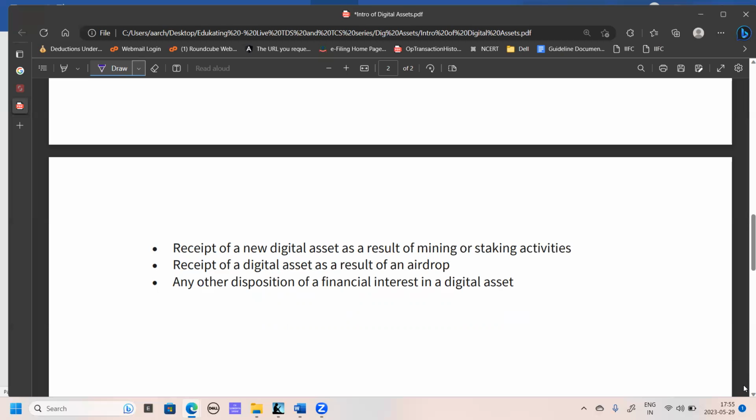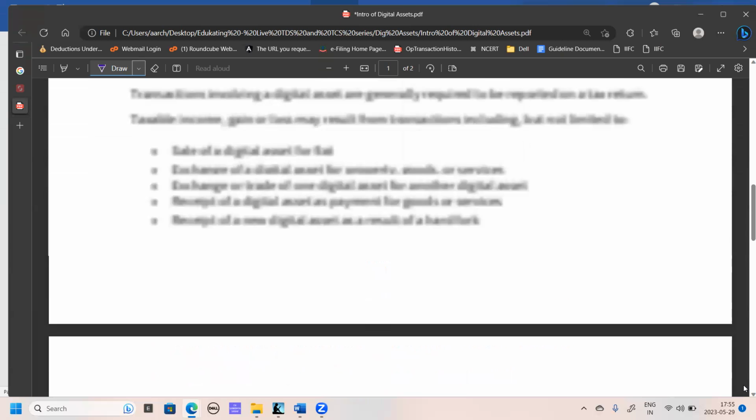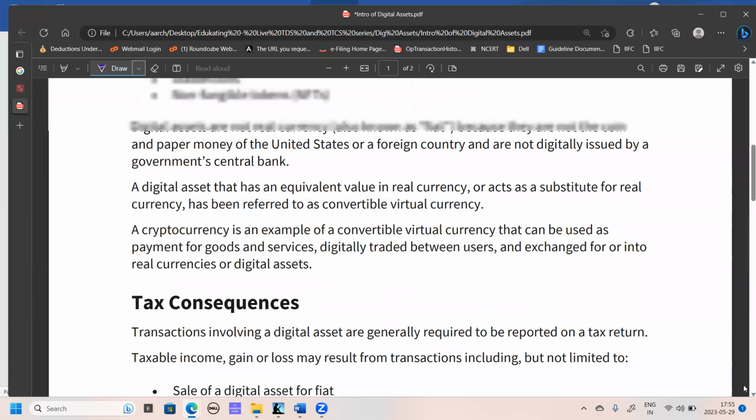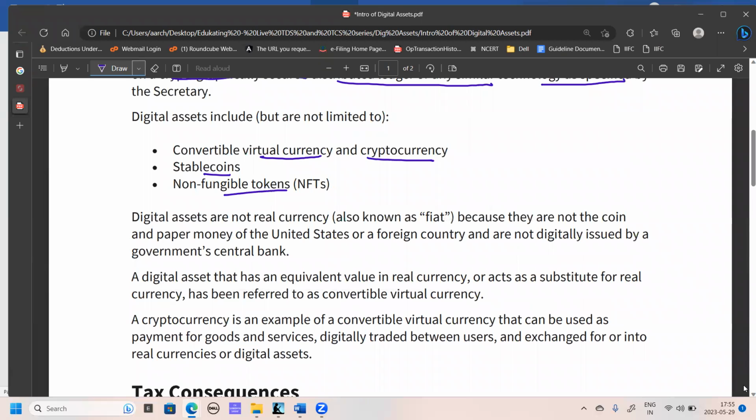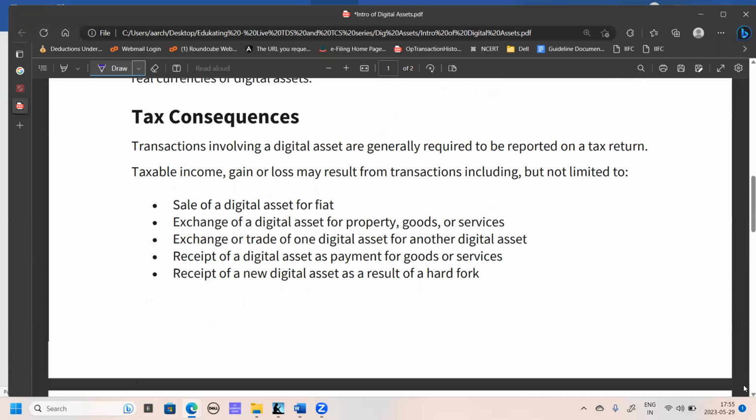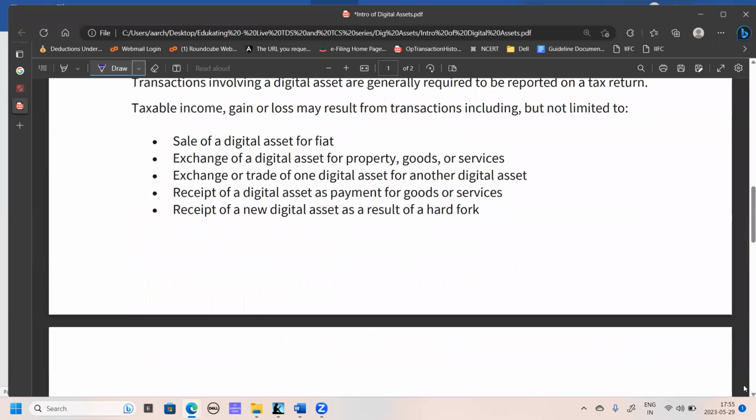So in short, we have three categories in the digital asset thing. Number one is convertible virtual currency and cryptocurrency, then stable coins, and non-fungible tokens. If these transactions have been done by you, you need to pay the taxes on them. I hope this will help you to identify whether you are covered by the tax provisions of cryptocurrency or digital assets or not.